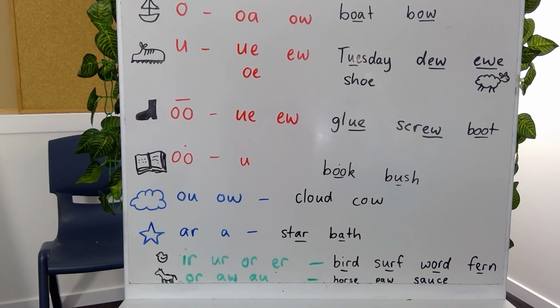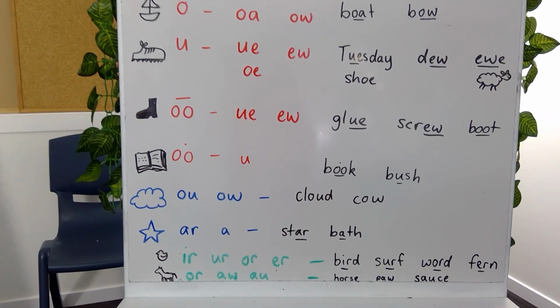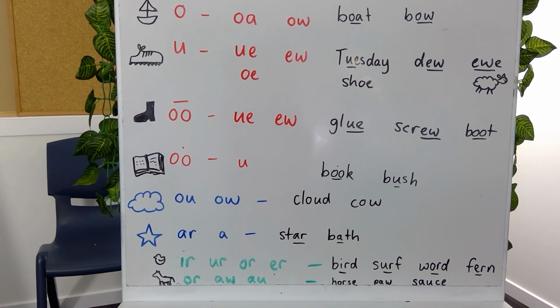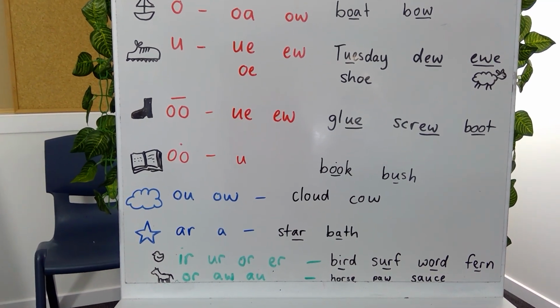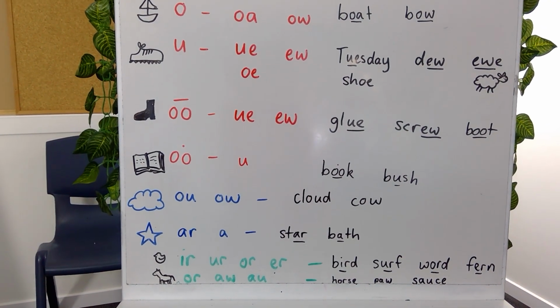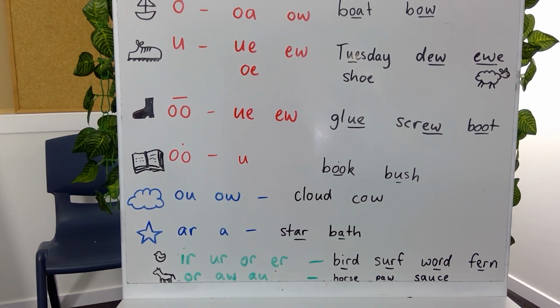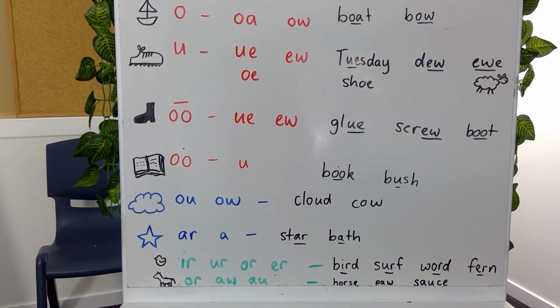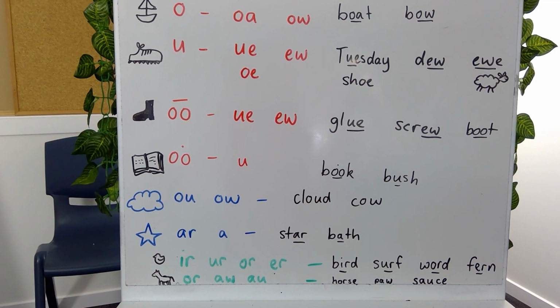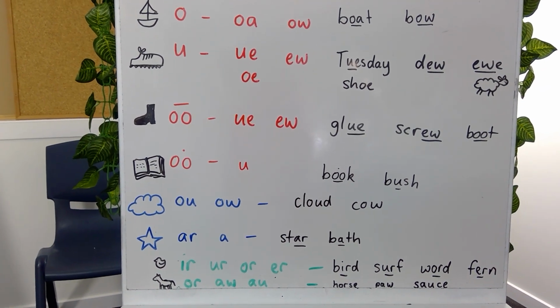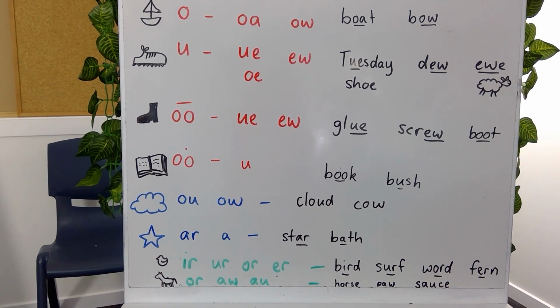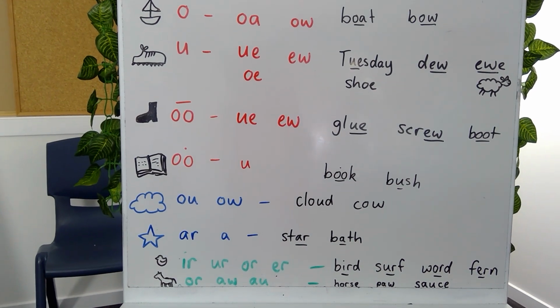Okay, now this week we're looking at the sound. I like this sound because it's got the word surf. So I-R, U-R, O-R and E-R all make the same sound. Bird, surf, word and fern. Usually we look at ER being the most common, but we'll also notice those other combinations or graphemes.